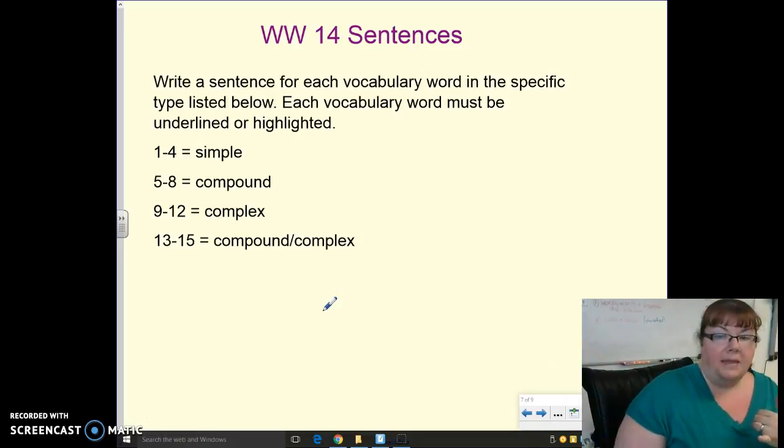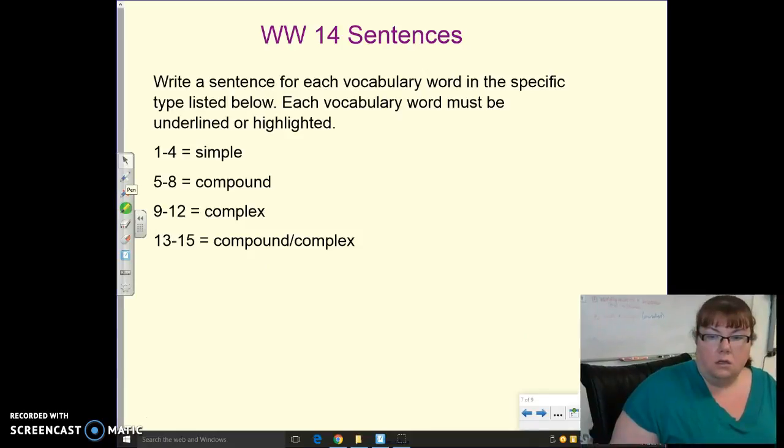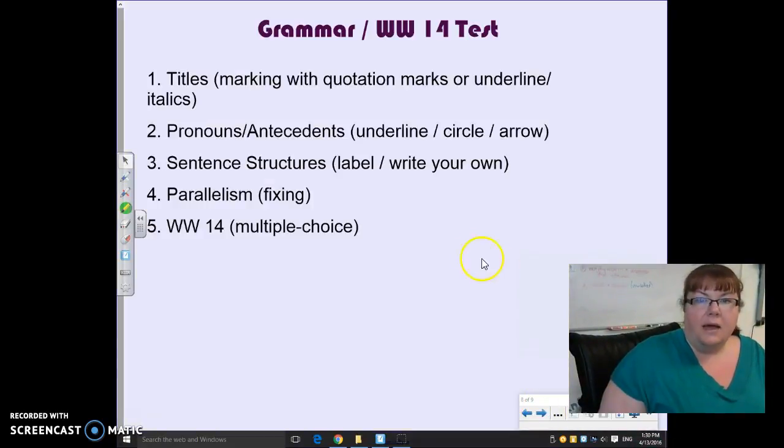Okay. And then the last slide for today that I have, and it's not going to switch for me. Okay, the last slide is basically your study guide. So with the study guide here, these are the main things that are going to be on your test on Friday. So we're going to have this idea of titles. You're going to mark them with quote marks, or you're going to underline or italicize them. There's also going to be capitalization issues in there. And there will be a section on pronouns and antecedents. That was much like your homework from last night and what we did in class today, where you'll be underlining, you'll be circling, you'll be drawing arrows to different ones.